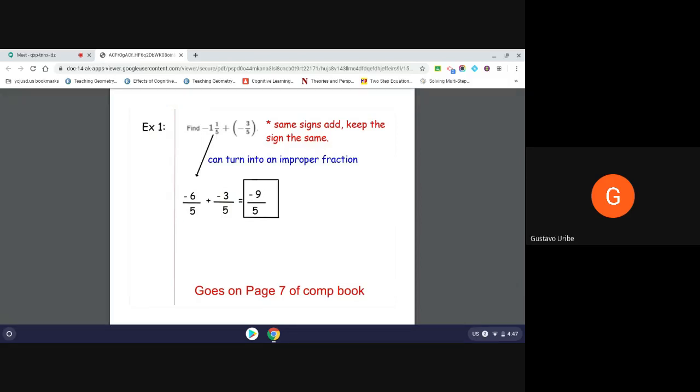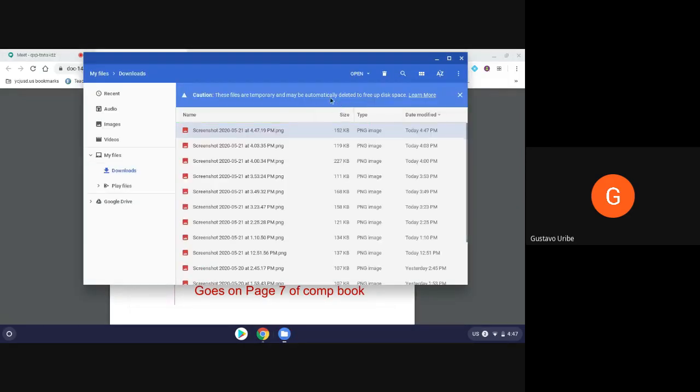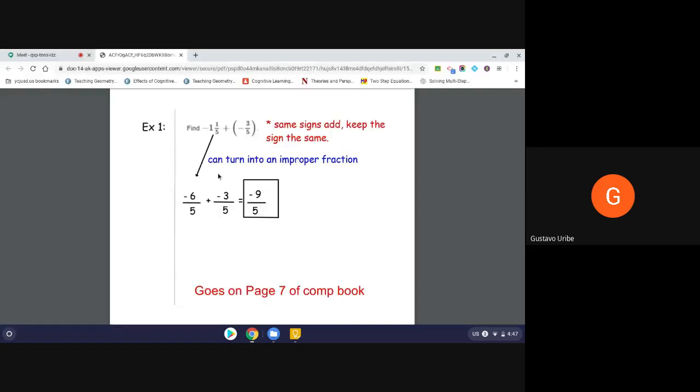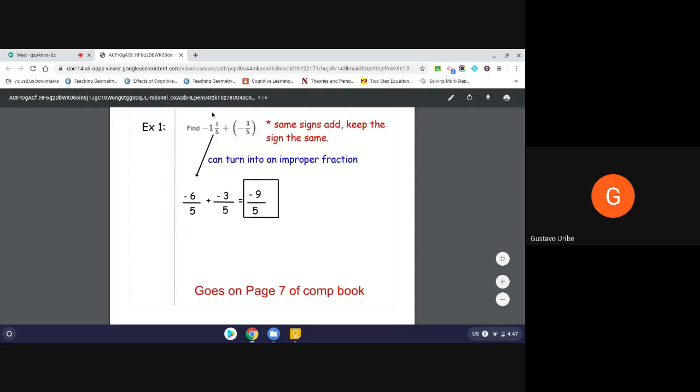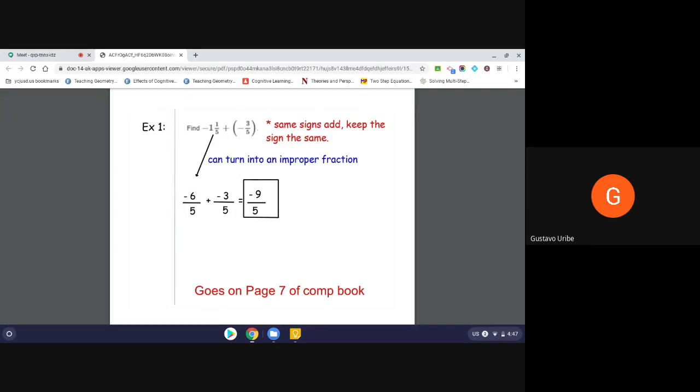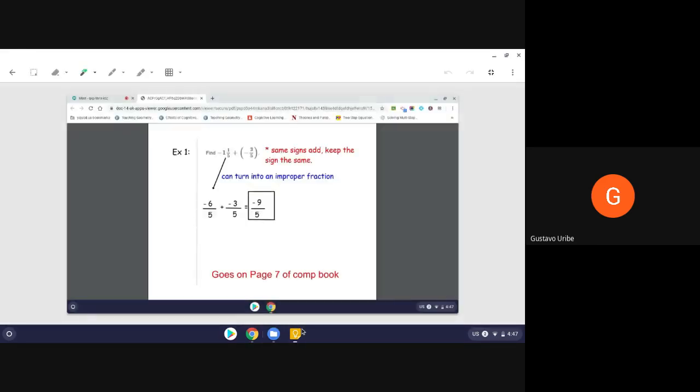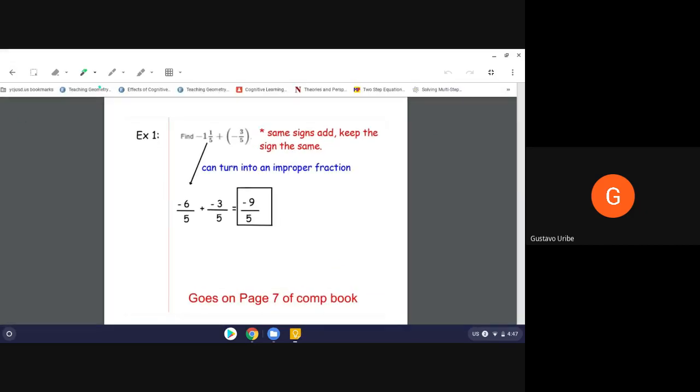Now, let's go ahead and look at the fact that this is a mixed number. For a mixed number, one of the things that you can do is turn it into an improper fraction. And I'm going to remind you how to do that in case we have forgotten. I forget about the negative for a second. I know that's going to go in front. I'm going to take the 1 and 1/5.